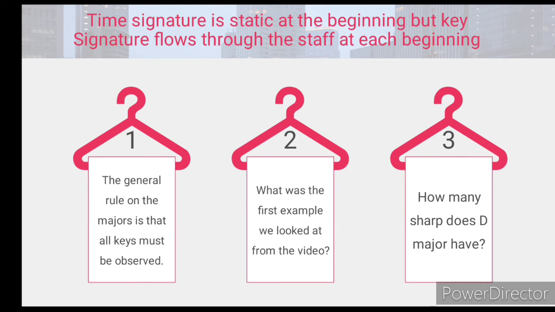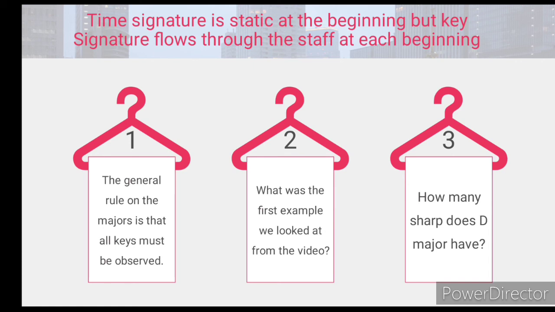What do I mean by this? Unlike the time signature, they can be written at the beginning of the staff, and it will be used all through the music. But the key signature must appear at every beginning of the staff because keys can change. That's what we call modulation. The general rule on the majors is that all keys must be observed.